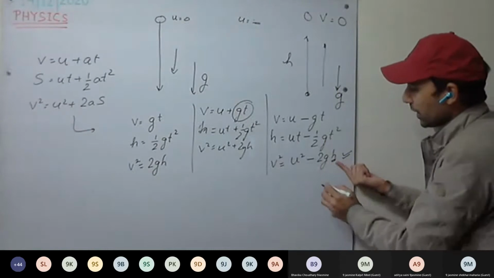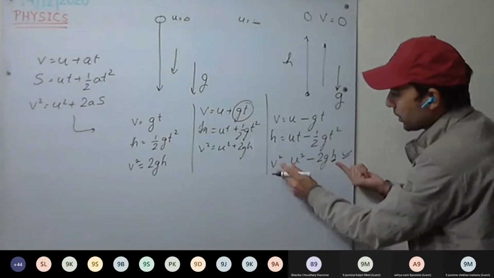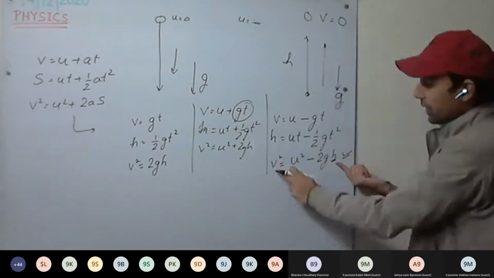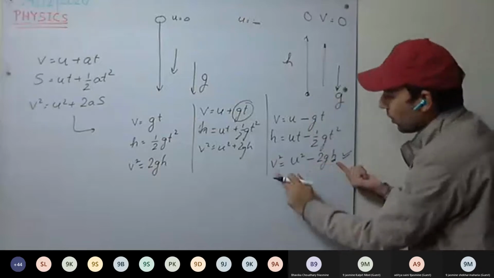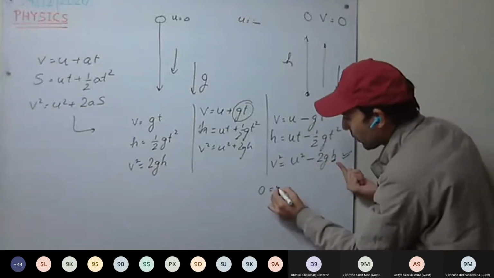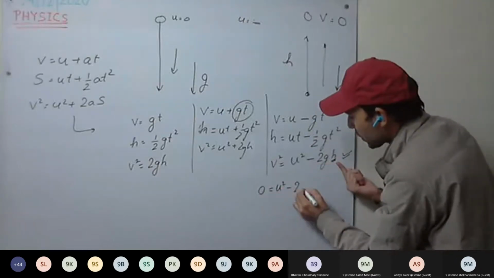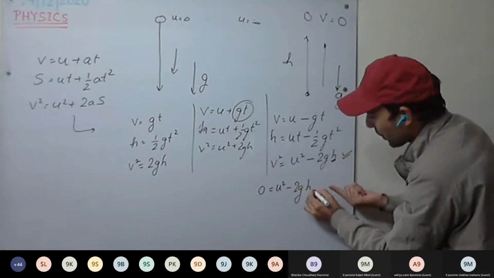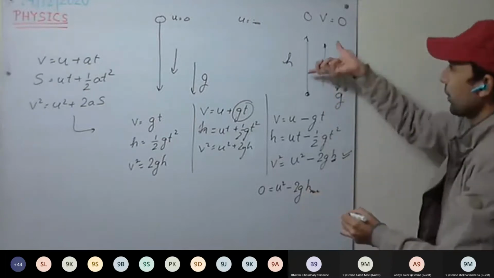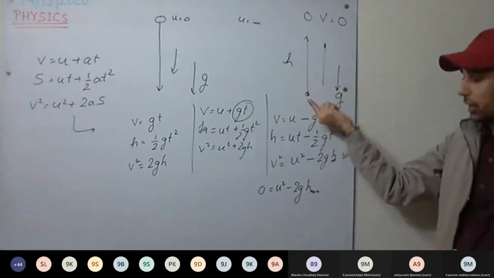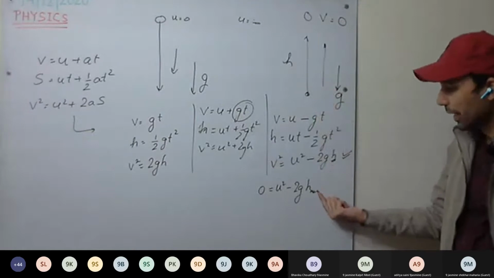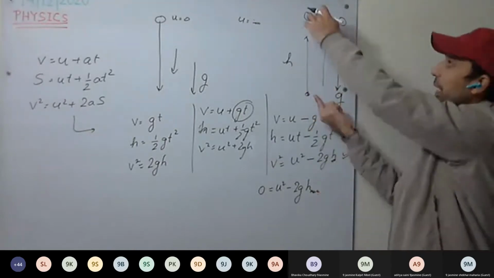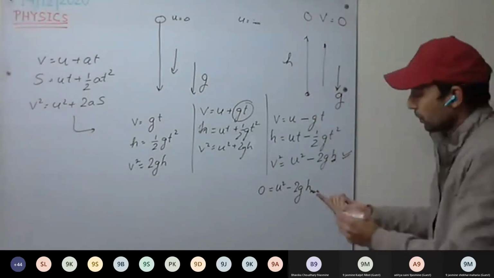So because we have to calculate h, the final velocity is 0. In the last equation, only v and u are there. Now we put v equal to 0, so 0 equals u square minus 2g, and h we are putting as h max, because it is the maximum height reached by the body. So h will be replaced by h max. We are calculating the maximum height reached by the body.